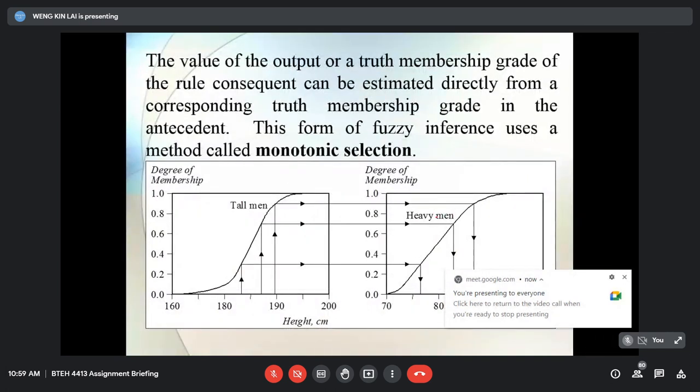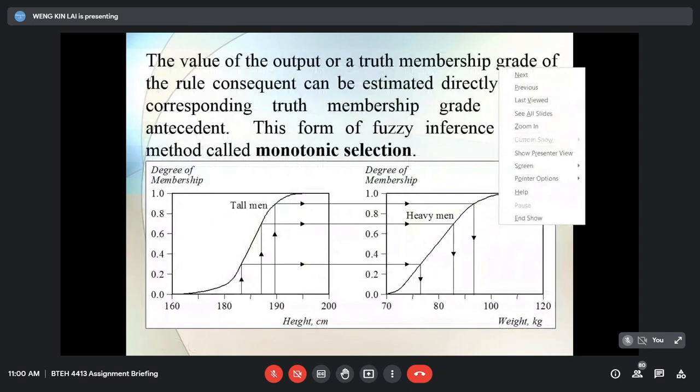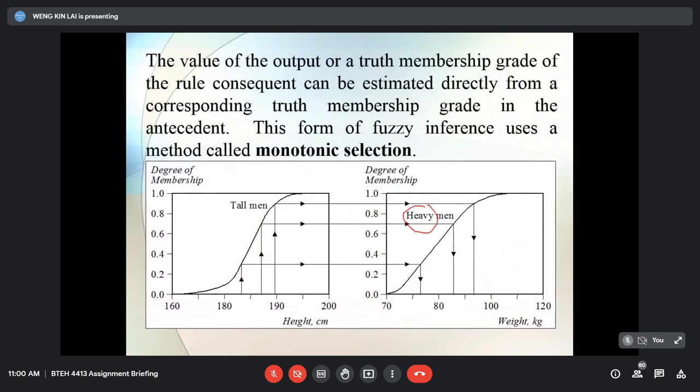Use tall heavy man. But if my line is drawn here, and I change this from heavy to very heavy man, what happens? My line would be something like this. If I want to map tall man to very heavy man, my weight will be somewhere over here, 105 compared to only 94 kilogram. Is it clear? Or okay.